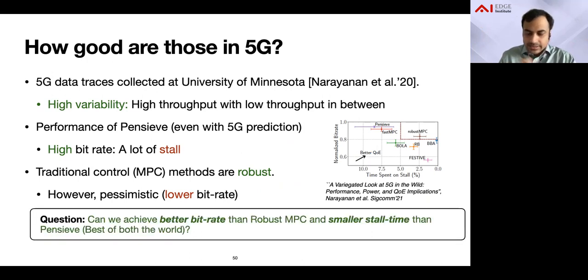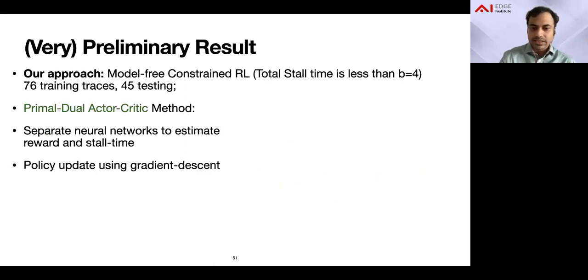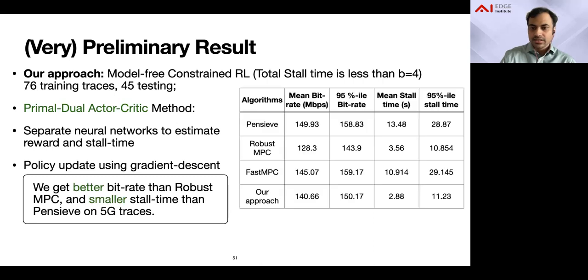So what we want is, can we achieve better bit rate than the robust MPC and smaller stall time than Pensieve? Can we get some kind of best of both worlds? And that's why we use this model-free constrained RL. We experimented on 5G data traces. I think Shinju might correct me, this time we have 76 training traces, and we use 45 for testing. We use the primal-dual actor-critic method, and if you see the result, this is where we are.